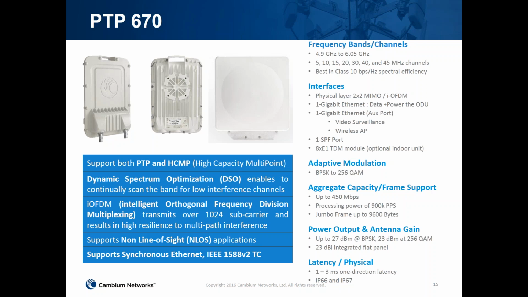So the top 5 key features of the PTP 670: it supports point-to-point mode as well as HCMP mode, which we will get to in the next few slides. It supports DSO as the PTP 650 does, and we'll get into a little more of the specifics of DSO in the next few slides. It also supports IO-FTM. It supports non-line of sight applications, especially in networks where you have a lot of reflection and a lot of plane surfaces, and maybe a lot of trees and new development. Non-line of sight is really useful and powerful there. It supports SYNC-key and 1588 timers as well.